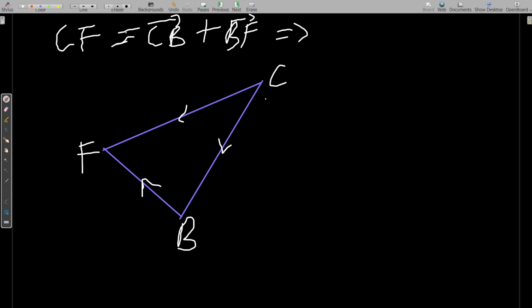So now this will imply that we'll have an equation for CB, because in the resultant equation we have a CB, and we want to have that in terms of something. So CB should be equal to CF minus BF.